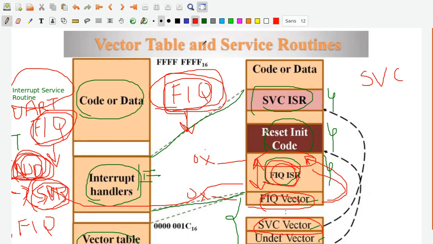Sorry, I am very sorry. This is not an SVC exception. You should never say SVC exception. This is basically what you have: a reset exception. Okay, so the reset exception is thrown here. Whenever a reset exception is thrown, what happens?